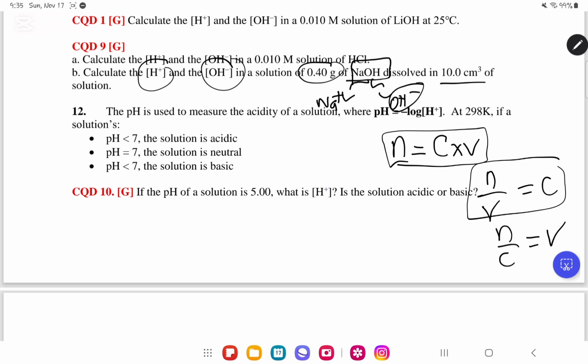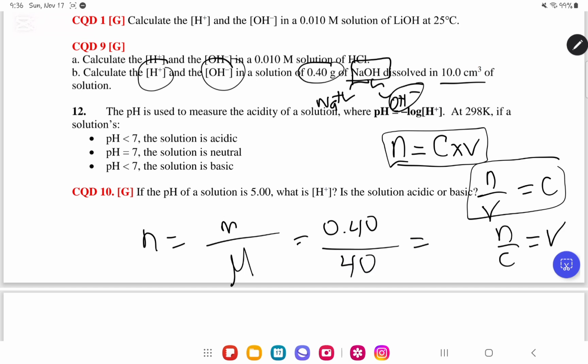How do we find n? Again, from last year, n is equal to the mass over the molar mass. We are given a mass which is 0.40 grams divided by the molar mass of NaOH. You guys should know how to do it. It will be either given in the exam or you can use the periodic table to find it. And it's going to be 40 as the molar mass. So if you do it on your calculator to find the number of moles, you're going to get 0.4 divided by 40, which is 0.01 moles. Now, we just did the very first step, which is finding the number of moles.